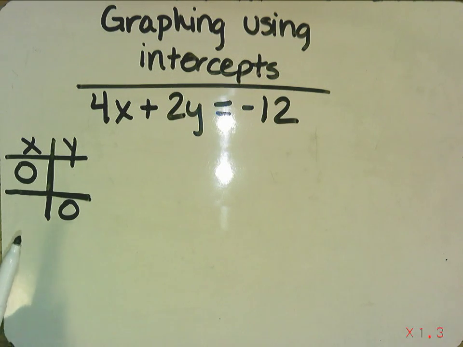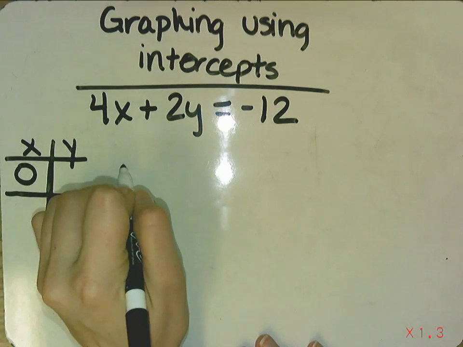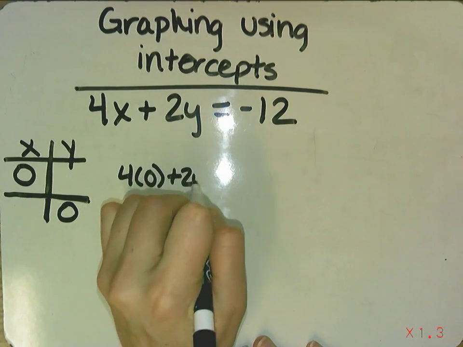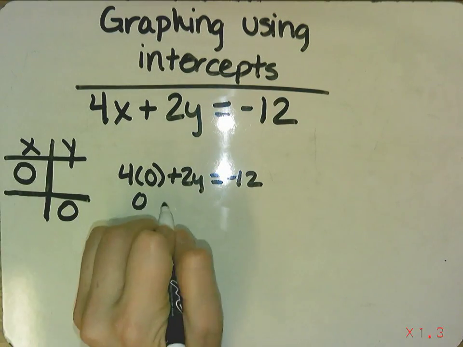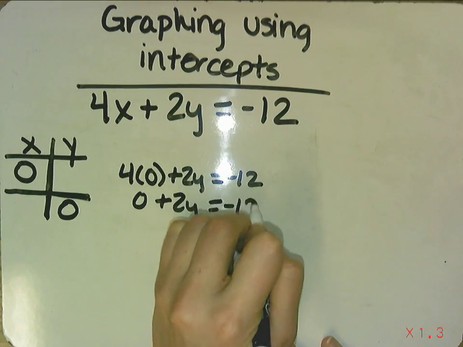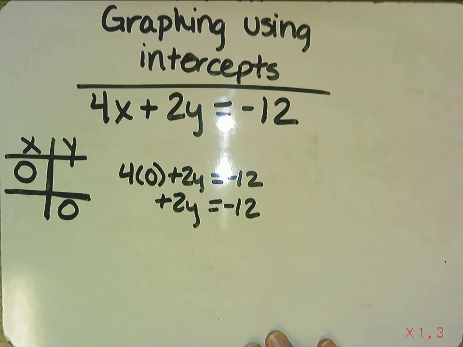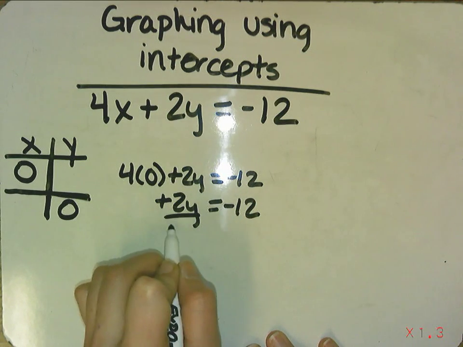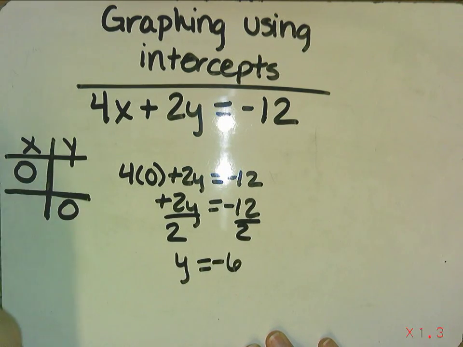So now there's two different ways to fill out your table. The first way is to do exactly what we do with every other table. I'm going to substitute this value in for x. So I'll have 4 times 0 plus 2y equals negative 12. 4 times 0 is 0, so really, all I have is positive 2y equals negative 12. I can divide both sides by 2, and I'm left with y equals negative 6. So when x is 0, y equals negative 6.